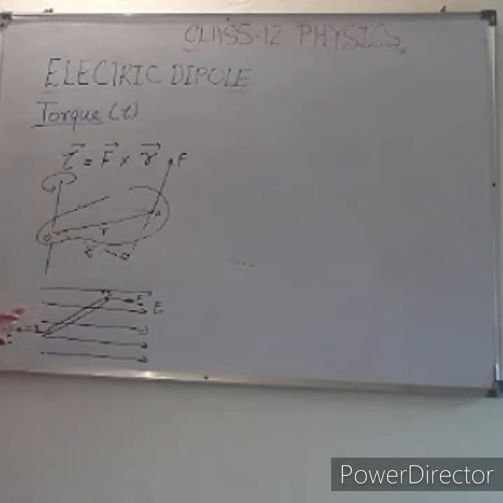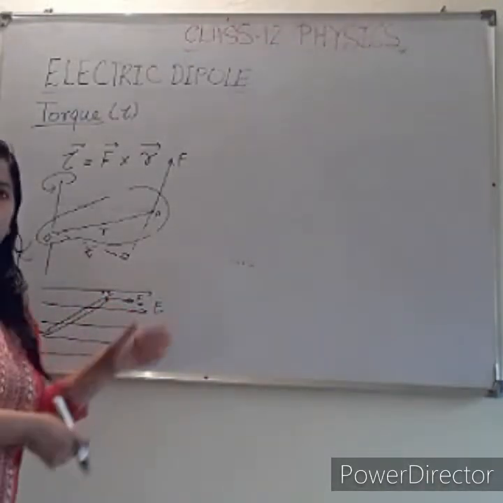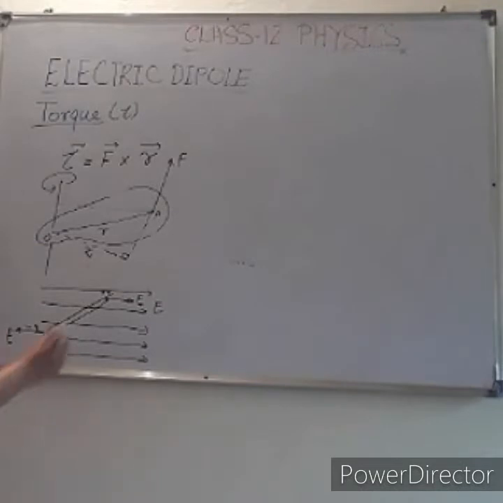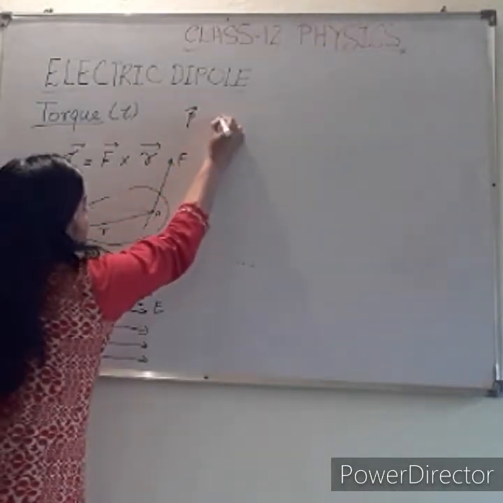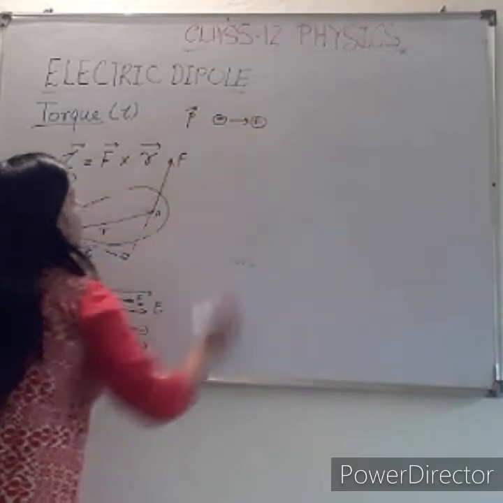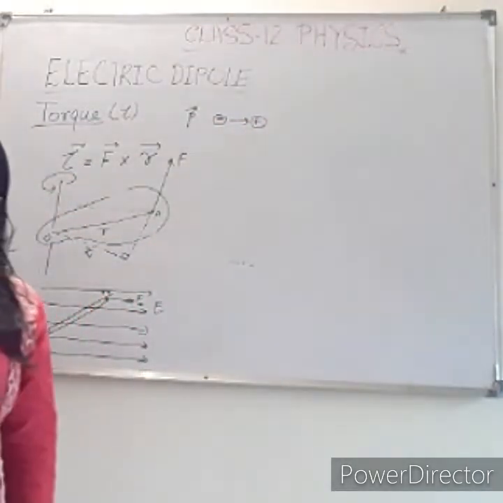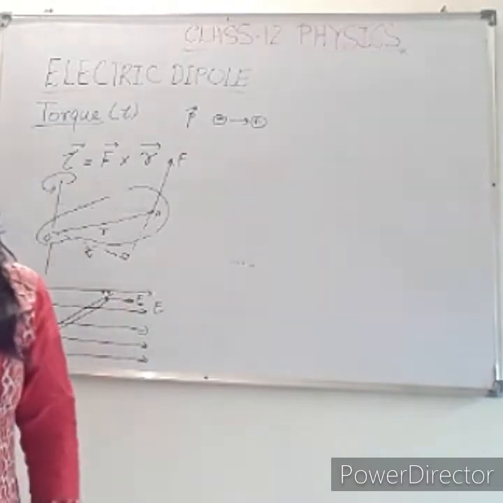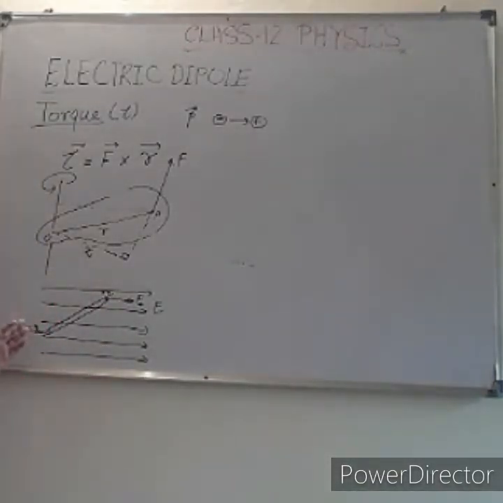electric field. Before this, let me clear one thing. I have not told you in the last topic that the direction of dipole moment P is always from minus charge to plus charge. The direction of electric dipole moment is always from minus q charge to plus q charge. So in this condition, the dipole will rotate in this manner so that the electric dipole moment and the electric field become parallel to each other. If the two vectors are parallel, the system is in equilibrium.